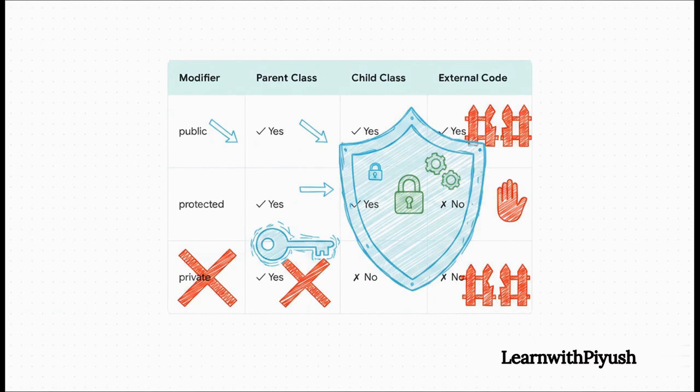If it's private, nobody outside the class can touch it, not even its own children. Protected is that perfect sweet spot. It keeps the data hidden from the outside world, but it allows the child classes to access and use it. It's kind of like a family secret.